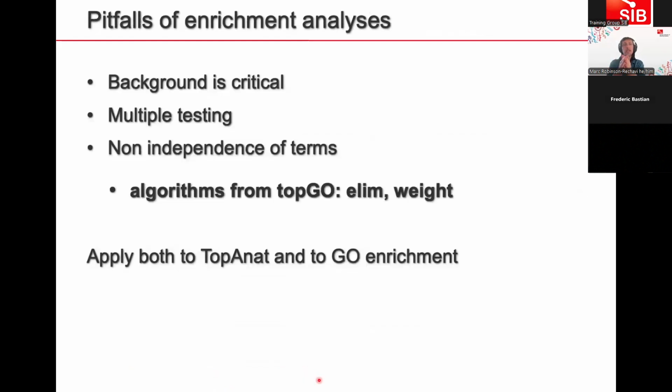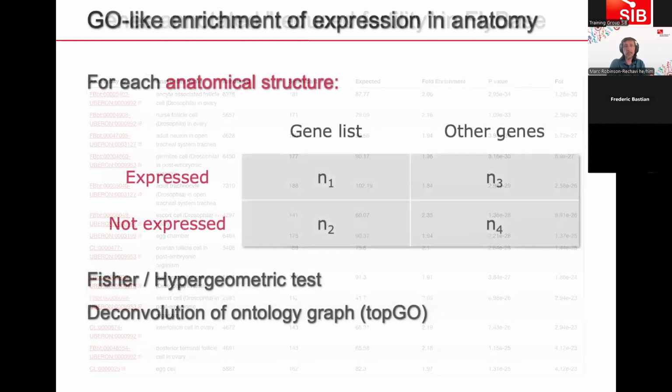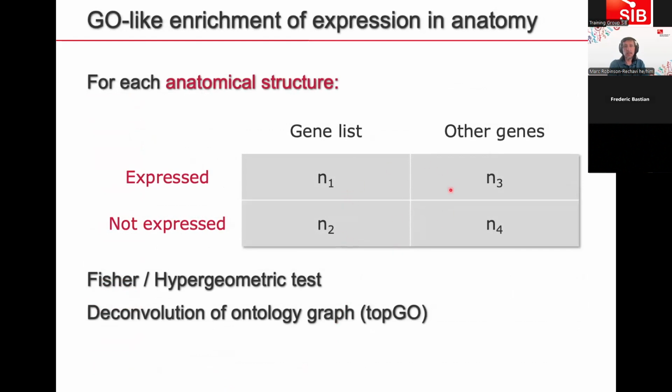Now, if you do any such enrichment analysis, whether it's TopAnat or any gene ontology enrichment, be careful of the pitfalls. And the main pitfall is background. If you go back to how these tests are done, it's this contingency table, right? You have your gene list and you compare it to a null expectation you have from this background. So if you change this background, you change your expectation, you change the results.